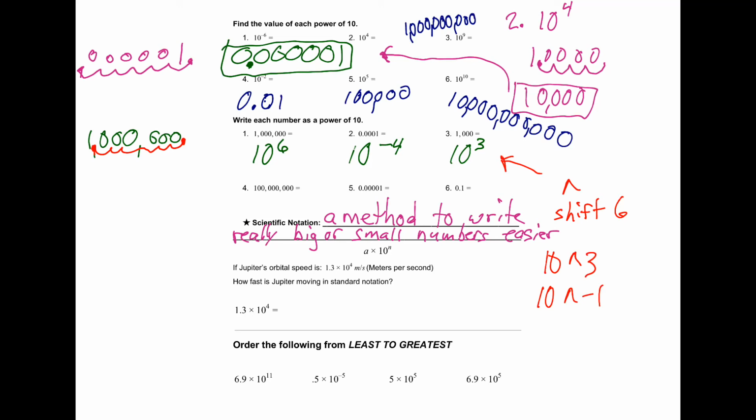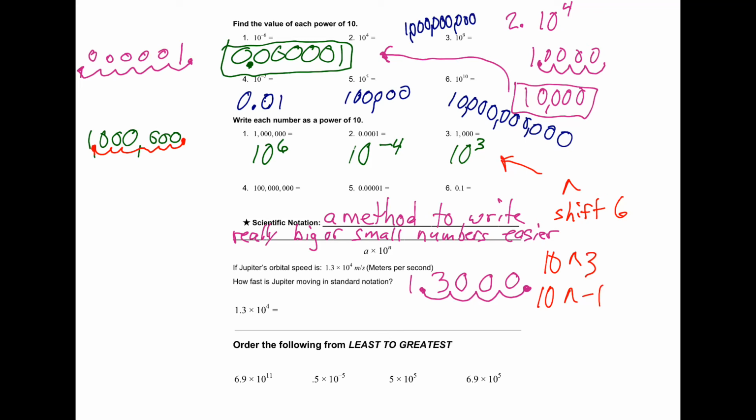If Jupiter's orbital speed is 1.3 times 10 to the 4th meters per second, how fast is Jupiter moving in standard notation? So in order to do this, we want to take our number, which is 1.3, and if we multiply it by 10 to the 4th, are we getting bigger or smaller? All right, and that's going to be a positive exponent, so we're going to get bigger. So that means we're going to move our decimal to the right 4 spots. 1, 2, 3, 4. So our new decimal goes there, fill in all the remaining spots with zeros, and that is our answer.